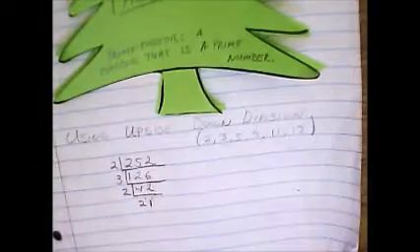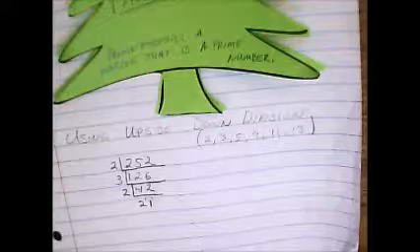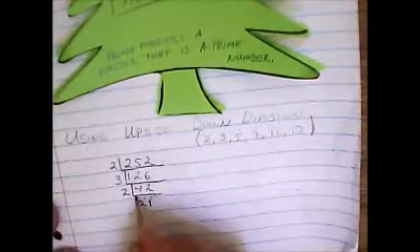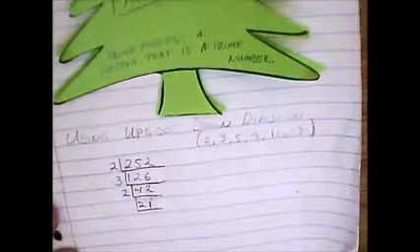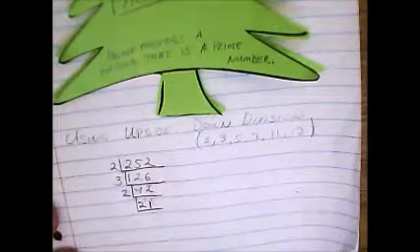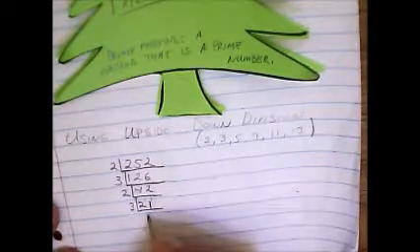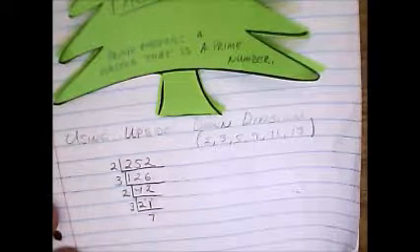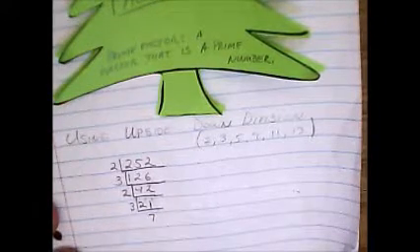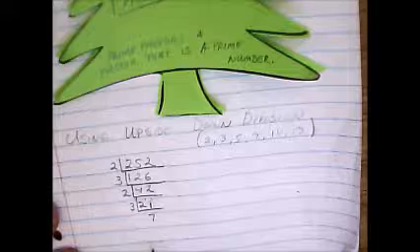21 times. Now, is 21 prime or composite? It's still composite. What could go into 21? Let's try 3. 3 goes into 21 how many times? 7. And guess what? Or 7. I could have chosen 7 as well. Either way, it's the same thing.